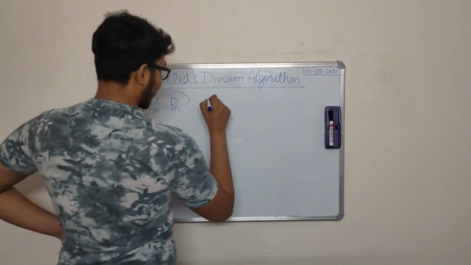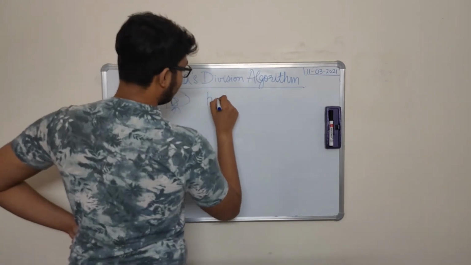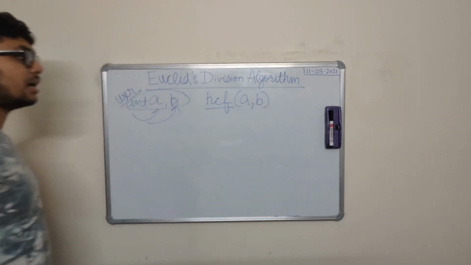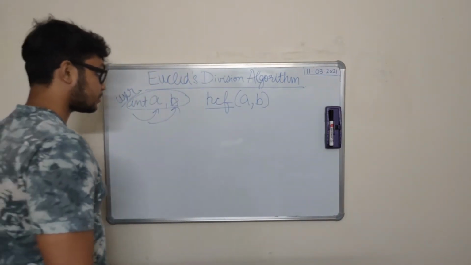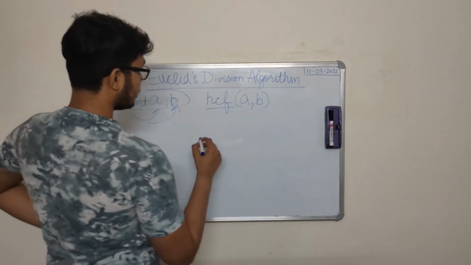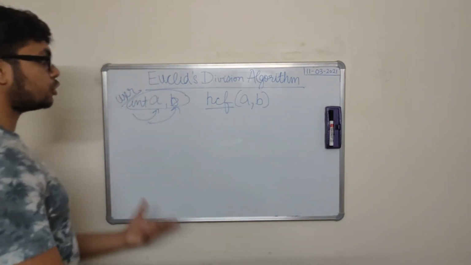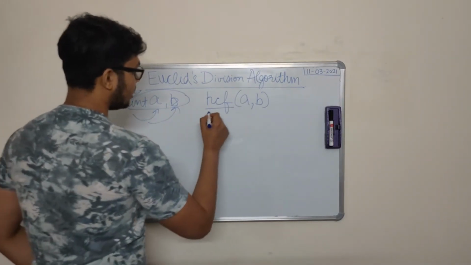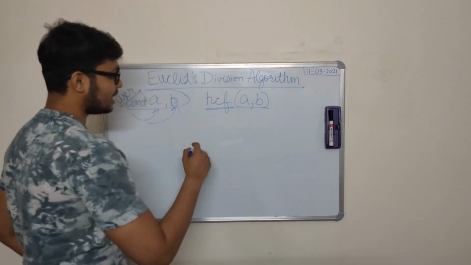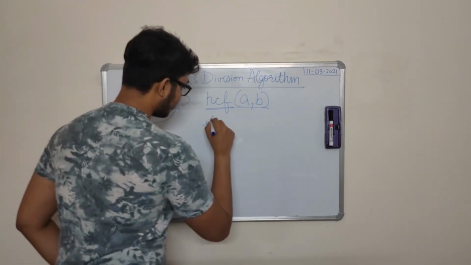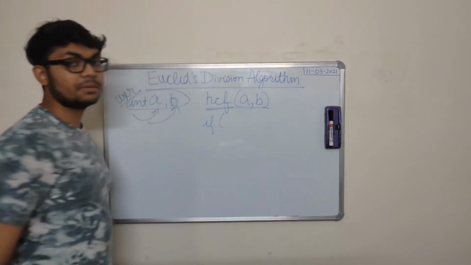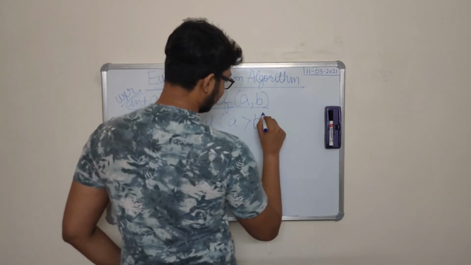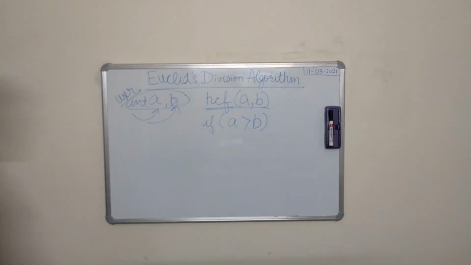Let's suppose I have a function HCF which takes A and B as its parameters, and now what should be our first condition? Let's assume a situation that A should always be bigger than B. So if A is greater than B, this is our first condition here.